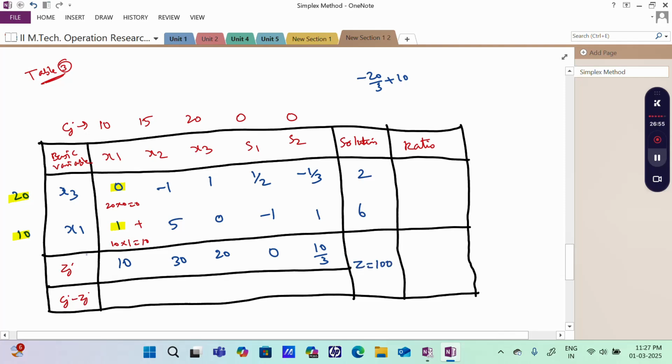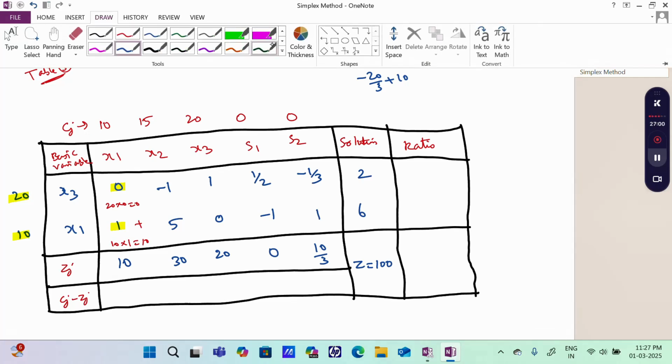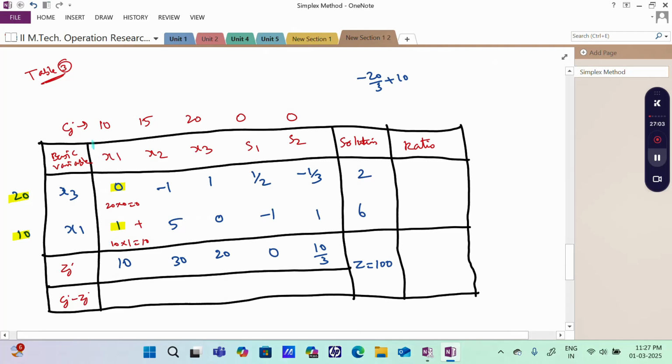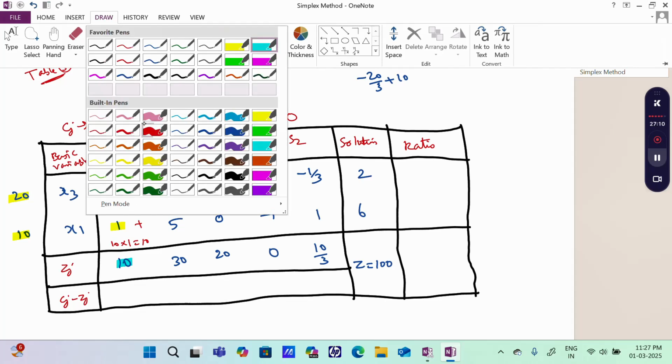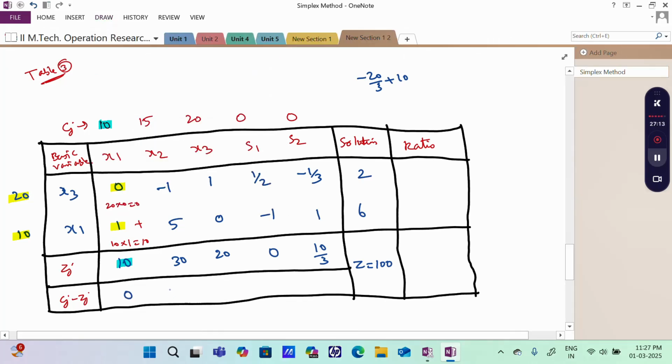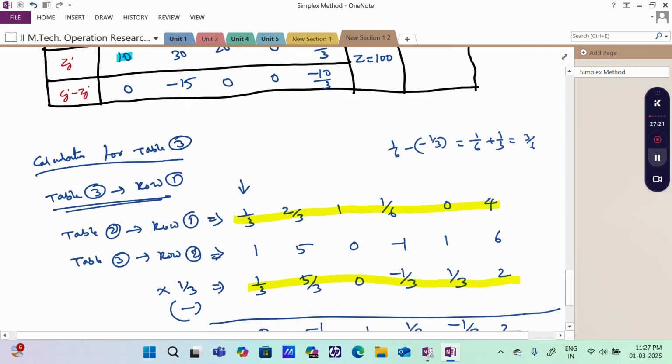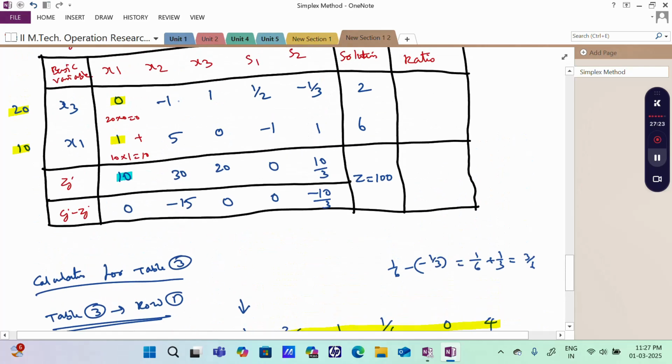Now Cj minus Zj is 10 minus 10. Cj is at this place. Subtraction of these two, the value is 10 minus 10, 0. 15 minus 30, minus 15, 0, 0, minus 10 by 3. Look at here, the Cj minus Zj less than or equal to 0 condition is reached. So the problem is over.